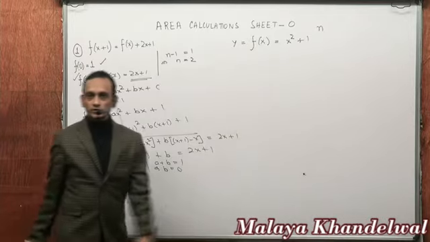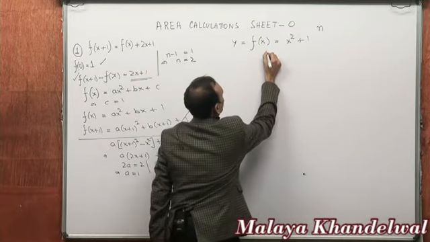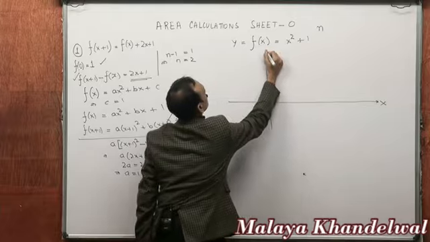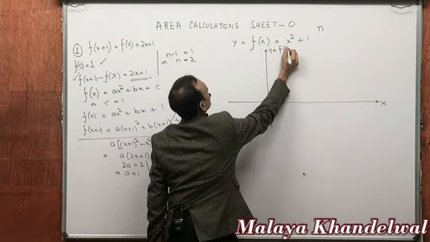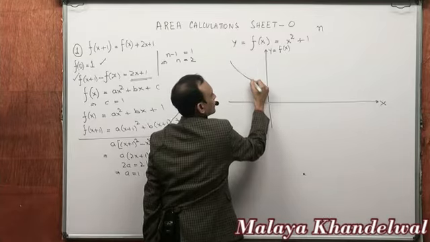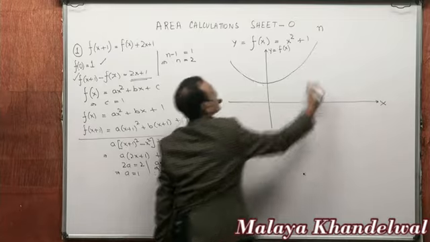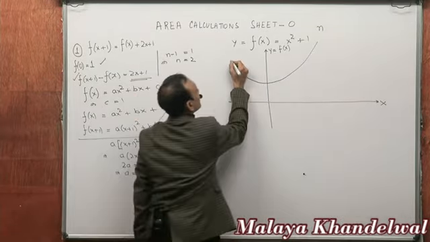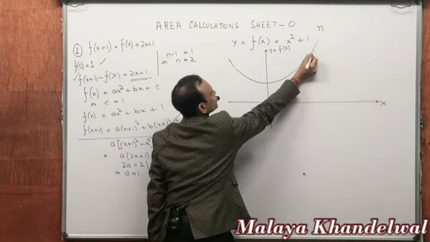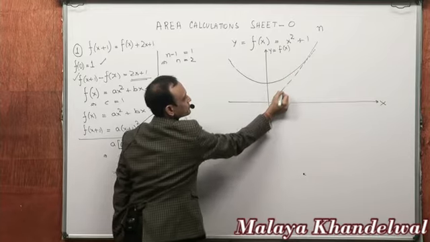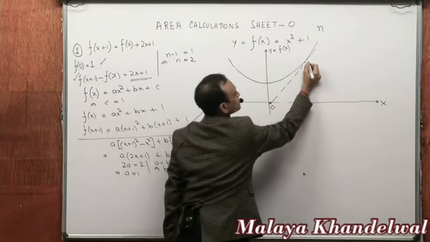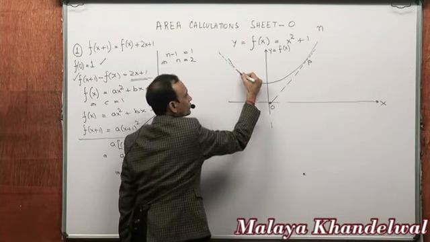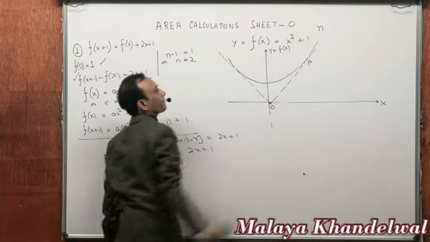Plus 1, right? Now, the graph of this quadratic, y equal to x squared plus 1, is very clearly symmetric about the y-axis. Now what I want to do is draw from the origin two tangents to the curve. This is one tangent, say OP, and this is another tangent, OQ, from the origin, right?